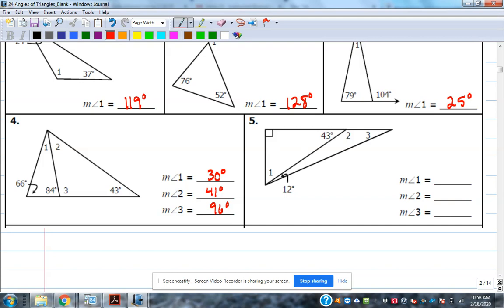All right, number 5, another nice little problem. We're going to try to find all of those missing angles, 1, 2, and 3. How? All right, that's a right angle, so we know that's 90 plus 43. Subtract it from 180, and you get 47.